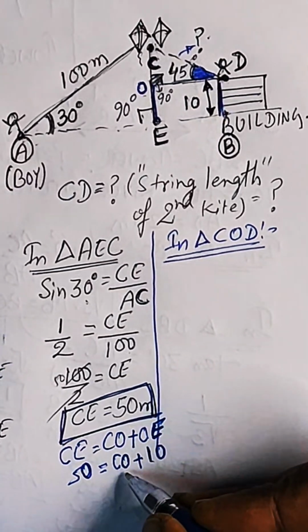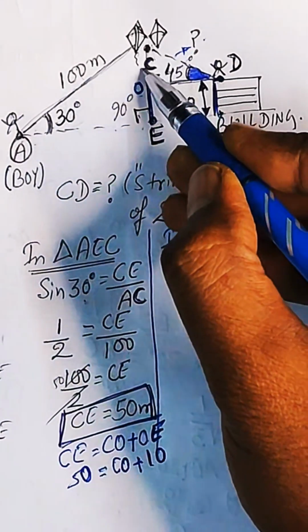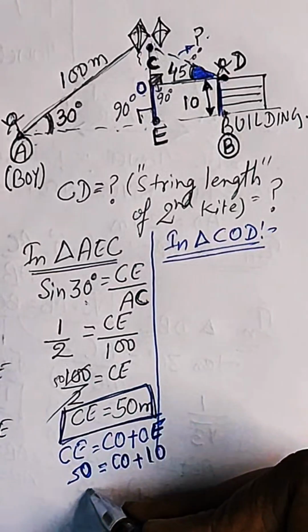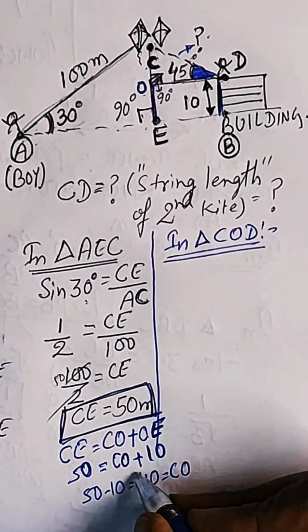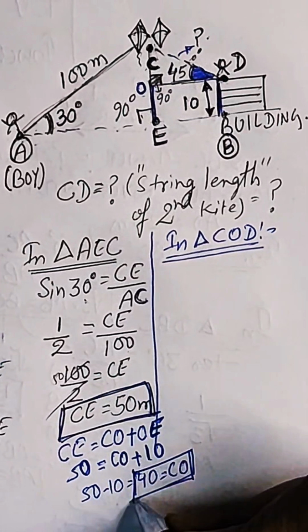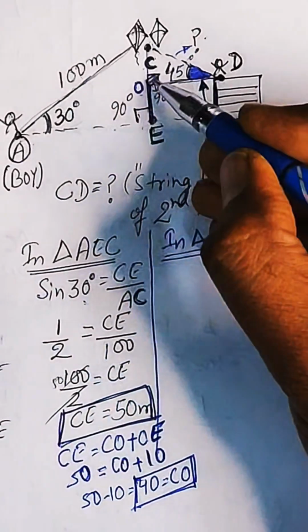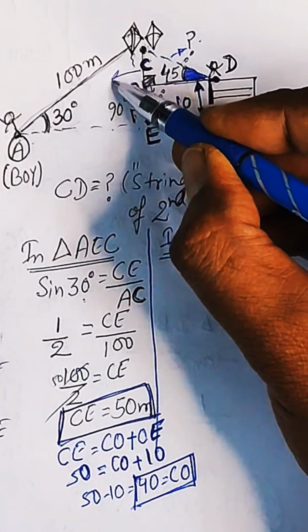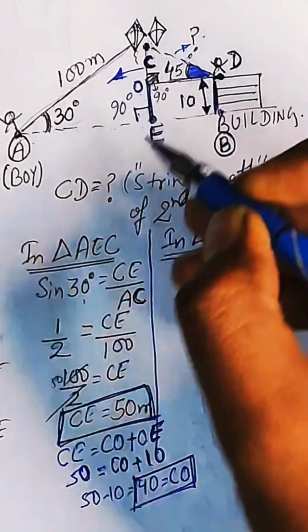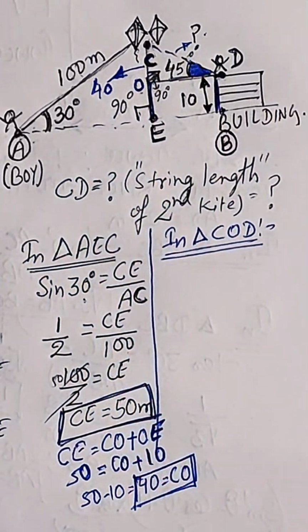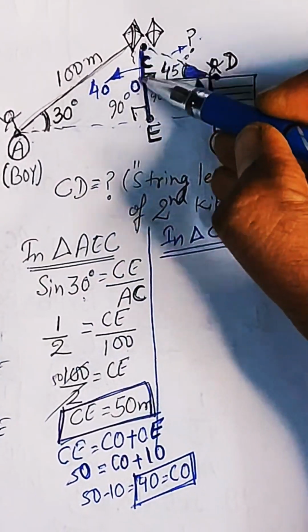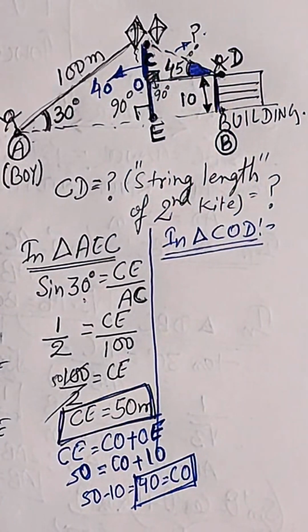So what will be the value of CO? CO, this length is calculated as 50 minus 10, which is equal to 40, which is the length of CO, my dear friends. 40 meter is the length of CO, right? So that means this length is calculated as equal to 40 meter. So let me write it over here. And this is CO, right?